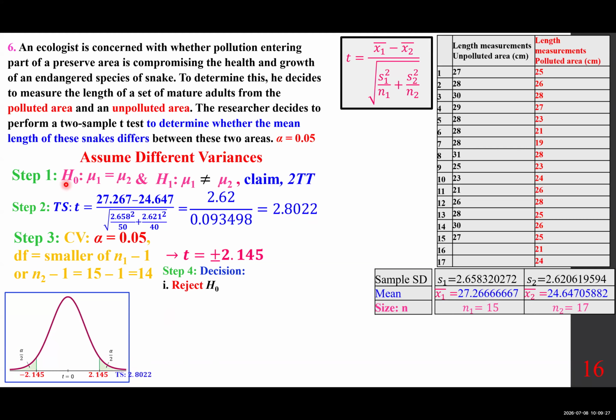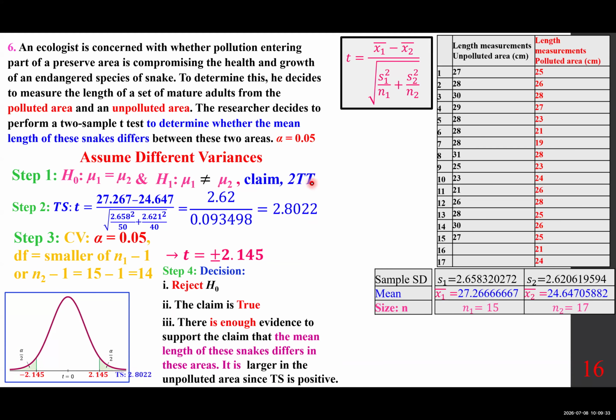So if you're rejecting H0, you're accepting H1, the claim becomes true, and you're right. There is enough evidence to support the claim that the mean length of this snake differs in these areas. It is larger in the unpolluted area since the test statistic is positive. In fact, it gives you an idea. If it were negative, it would be less.